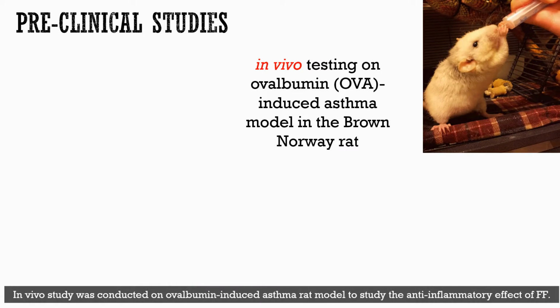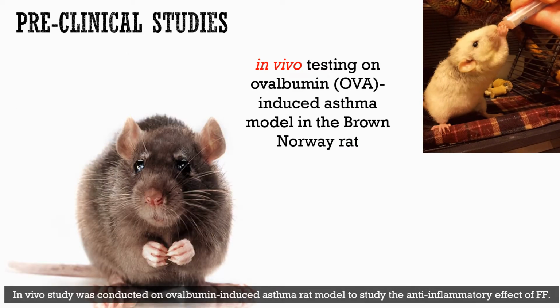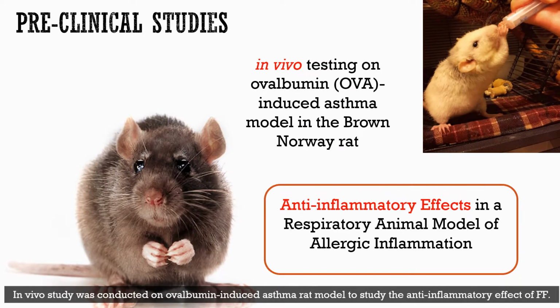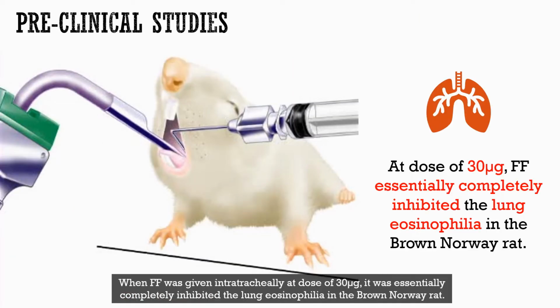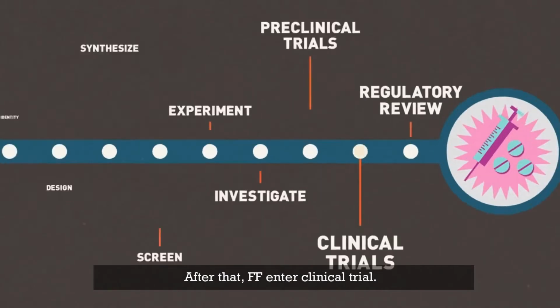An in vivo study was conducted on an ovalbumin-induced asthma rat model to study the anti-inflammatory effect of FF. When FF was given intratracheally at a dose of just 30 micrograms, it essentially completely inhibited the lung eosinophilia in the Brown Norway rat. After that, FF entered clinical trial.